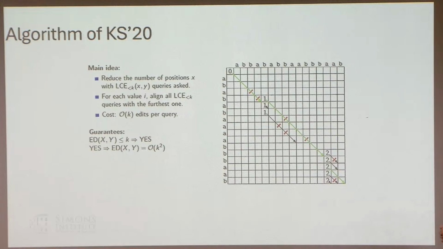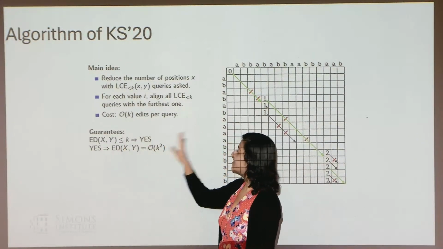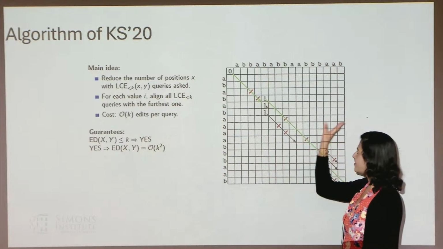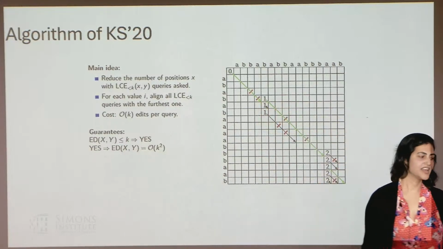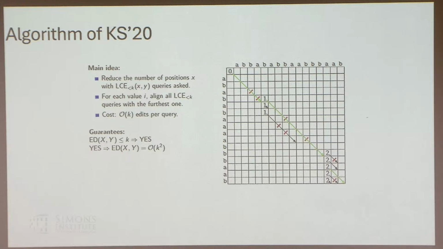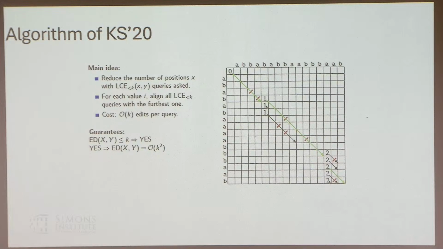Okay, so if edit distance xy is less than or equal to k, yes. If it's yes, we are still order k squared because whatever we have paid here to align the diagonals is still within my k squared budget. And that helps us to reduce the query complexity from n over k plus k cubed to n over k plus k squared.